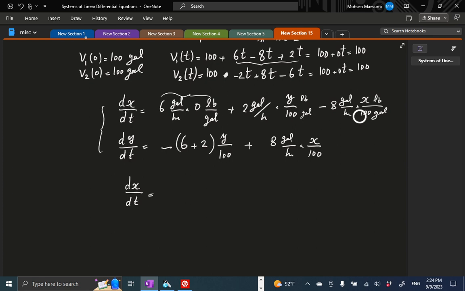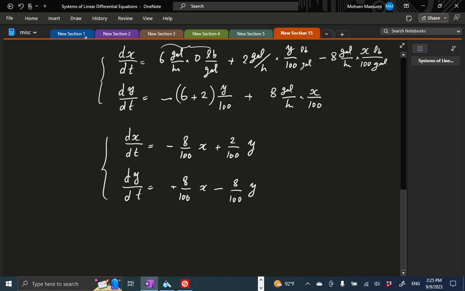And now you choose to write x first or y first, but do the same thing in all of your equations. So this is 8 over 100 minus 8 over 100 x, and this is 2 over 100 y. In the second equation, we line up the same way. So that's going to be 8 over 100 x minus, this is again, 8 over 100 y.